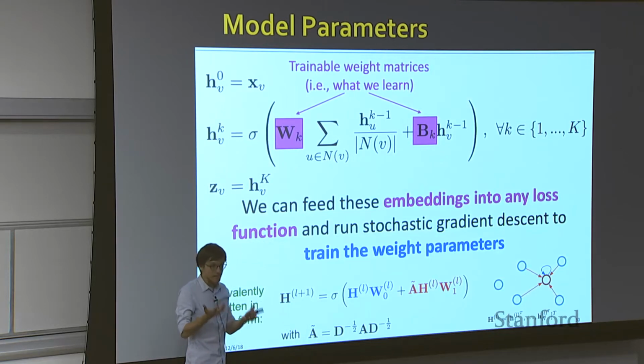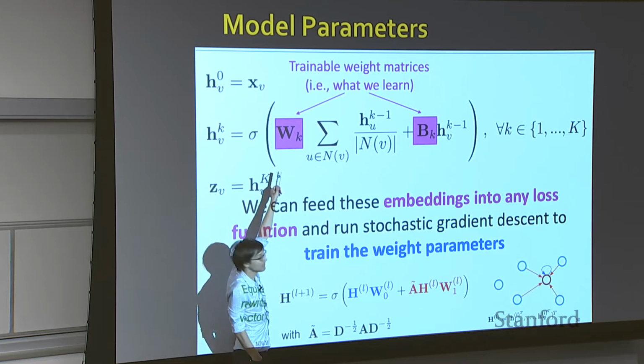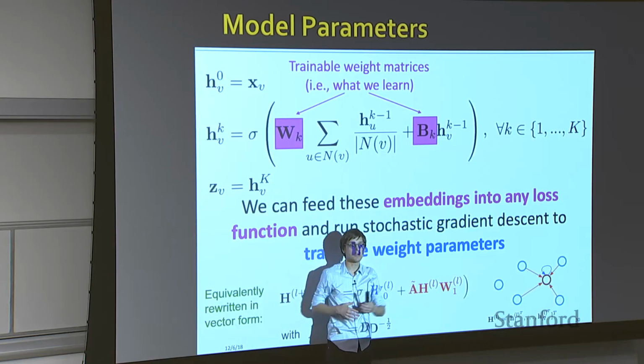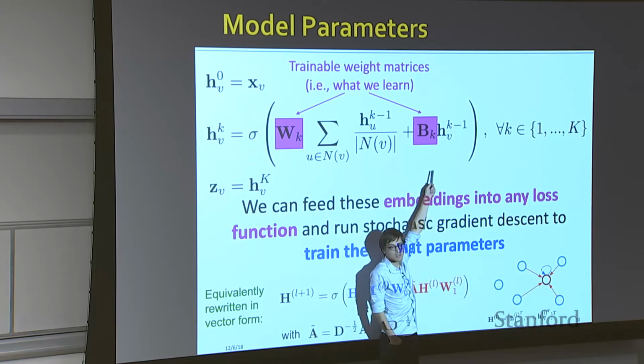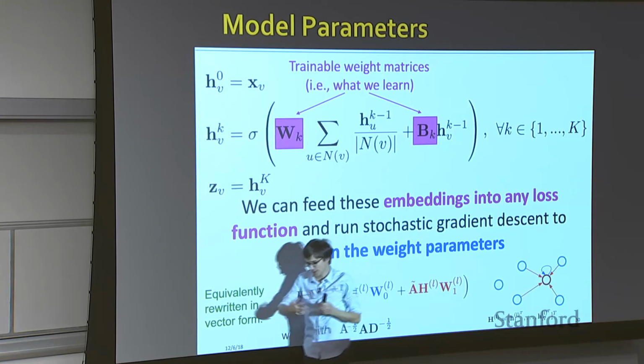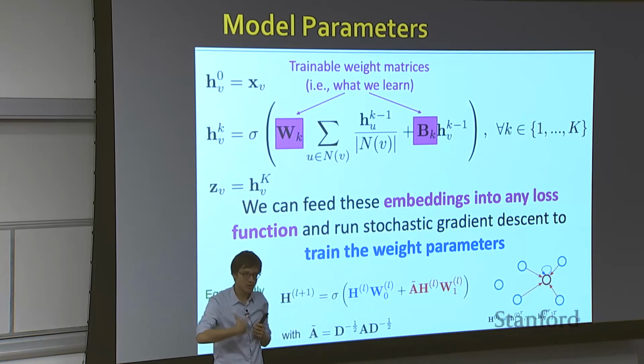And what the trade-off between these two parameter matrices will be, if, for example, W is all zeros, then I'm not learning from my neighbors. I'm only taking my own features and transforming them, right? So this would be now just like a multi-layer transformation of my own features.